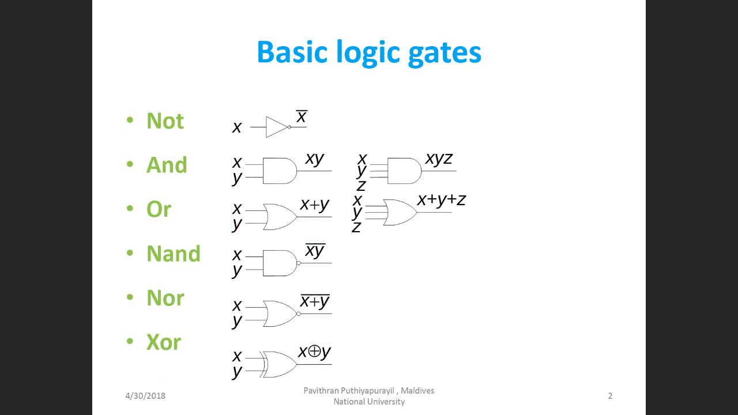So basically we have three fundamental gates. First is NOT gate, AND gate and OR gate.